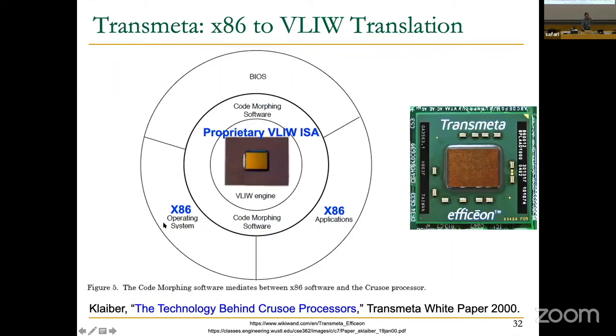Outside, the operating system was x86, applications were x86, and then there's a BIOS. Internally, everything went through this code morphing software, which is essentially a dynamic binary translator, which translated everything to a proprietary VLIW ISA. And they actually built these processors. Unfortunately, they don't build them anymore.